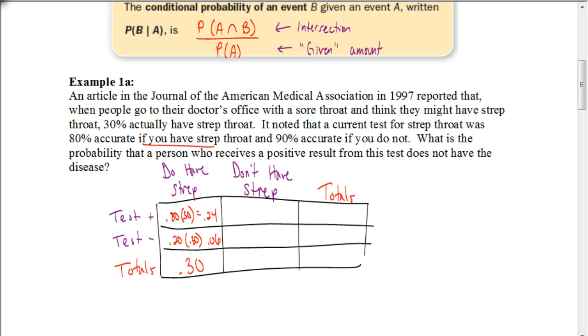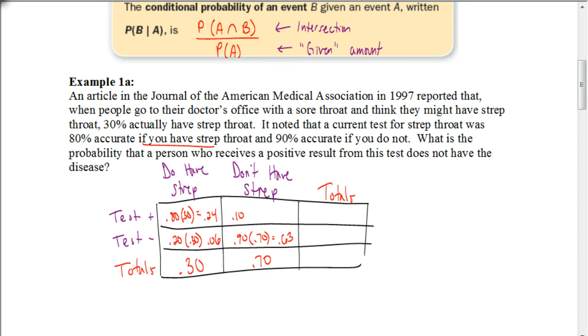Now, note that it's 90% accurate if you do not have strep throat. That means if you don't have strep throat, it's going to test negative, the correct way to test you, 90% of the time. Remember that if 30% of the people that go in actually have strep throat, that means 70% of them are not going to have strep throat. And this is going to be accurate 90% of the time, which gives you 0.63.